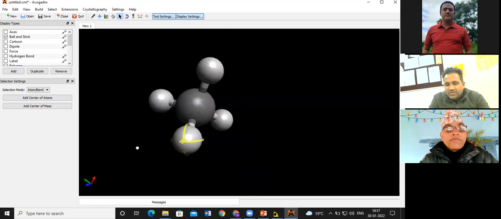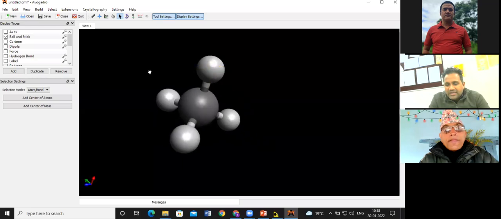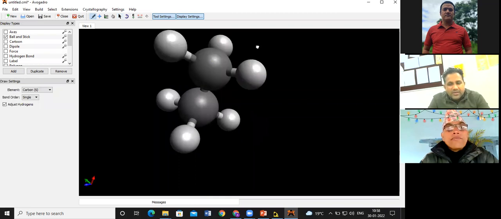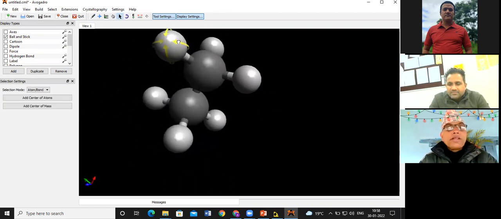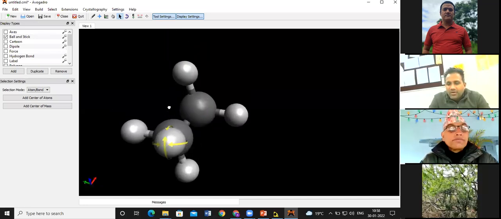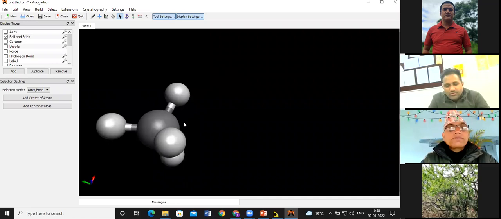The ball and stick model. You can play with it. This is tetrahedral, this is the molecule. Suppose I want to add another carbon atom here. So I can add another carbon atom here. And now what is this molecule? This is ethane. This is the ethane molecule.